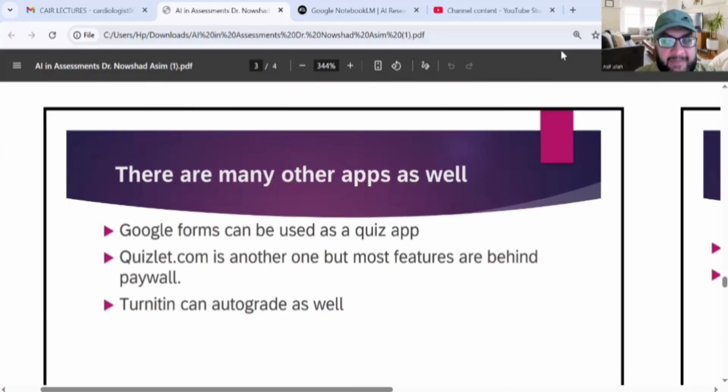Other than Socrative, Google Forms can be used as a quick quiz app. Quizlet.com is another one, but most features are behind a paywall. Turnitin can auto-grade as well.